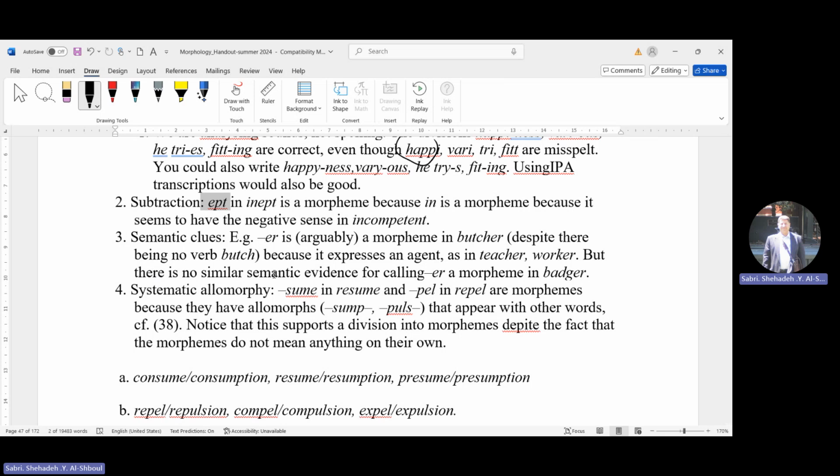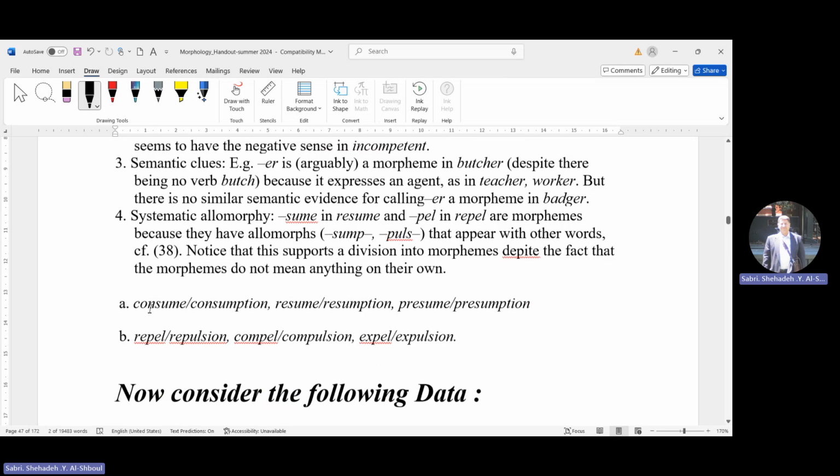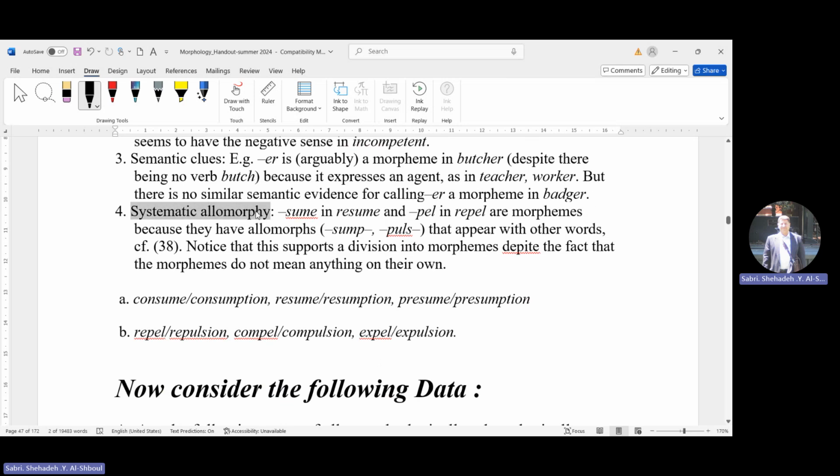And they form a kind of blocking rules, and we are going to talk about the blocking rules in the future. Sometimes when we talk about systematic allomorphy, where we have resume, right? Assume, right? It is, and pel and repel are morphemes because they have allomorphs, sume, sump, that appear with other words. So we have to notice that this supports a division into morphemes, despite the fact the morphemes do not mean anything on their own.